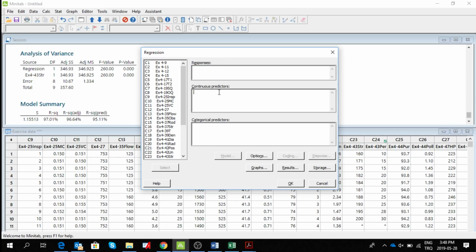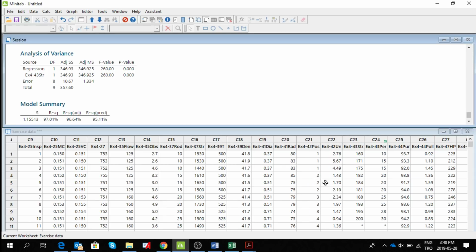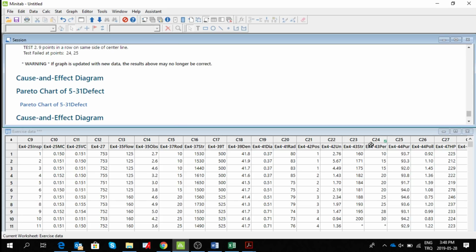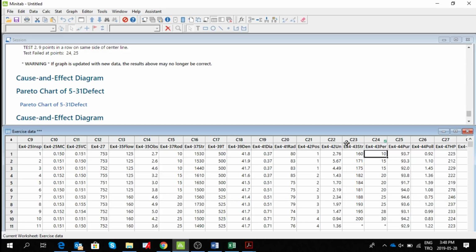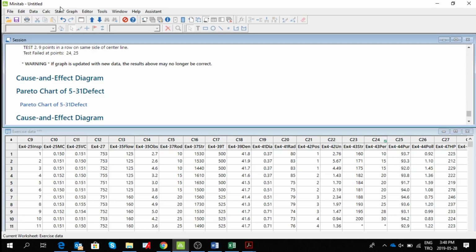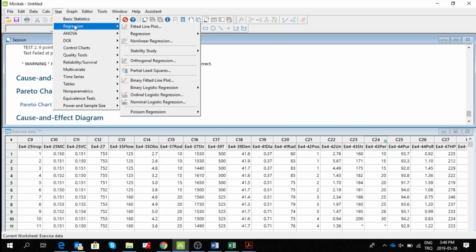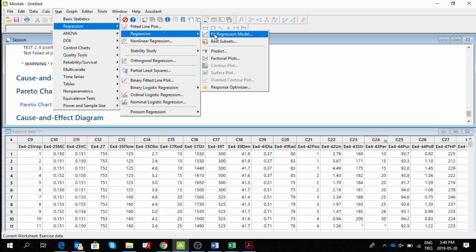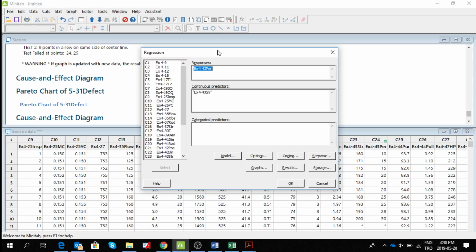Before I do, actually I want to show you the data set. The data set here, C23 and C24. C23 is showing the strength, C24 is showing the percentages. This is the y value, this is the x value you can consider. Okay, and now I'm going to go to Regression, with Fit Regression Model.